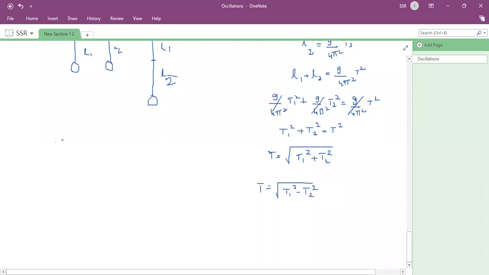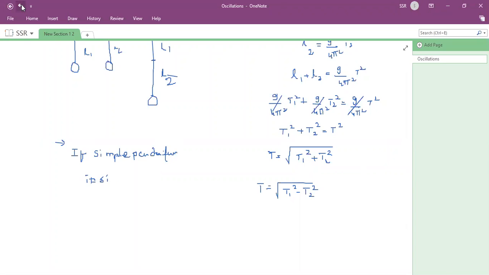Right. Now, next application: if a simple pendulum is kept inside a lift, a non-inertial frame, what about the time period? Inside a lift, that is a non-inertial frame. Do you remember the non-inertial frame model? Sir. Then what happened? You can see the time period inside a lift. So the lift is accelerating upwards like this.